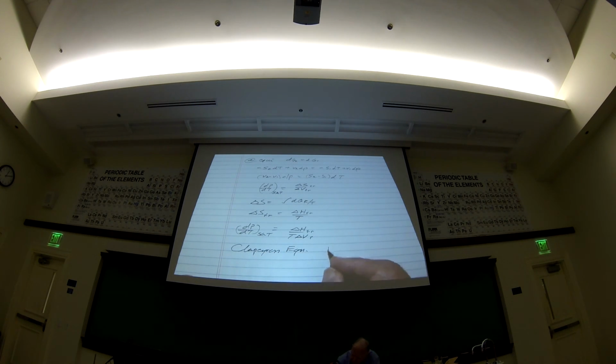And I can't overemphasize that it is an exact equation. And that tells us that the slope of lines on these phase diagrams is determined by the enthalpy of transition and the volume change of transition. And of course, the next thing I do is calculate some of that for you, and I'll do that when I see you again.